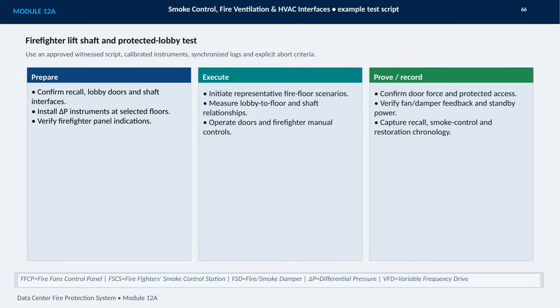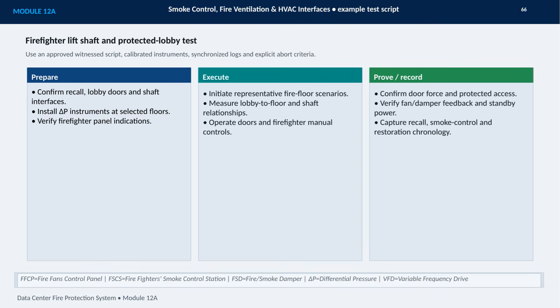This slide outlines a practical test script for a firefighter lift shaft and its protected lobby. The central idea is that the test must be controlled, witnessed, and fully traceable, using calibrated instruments, synchronized logs, and clear abort criteria before anyone begins. Preparation is the first critical stage. We confirm lift recall, lobby doors, and shaft interfaces, then install differential pressure instruments at the selected floors.